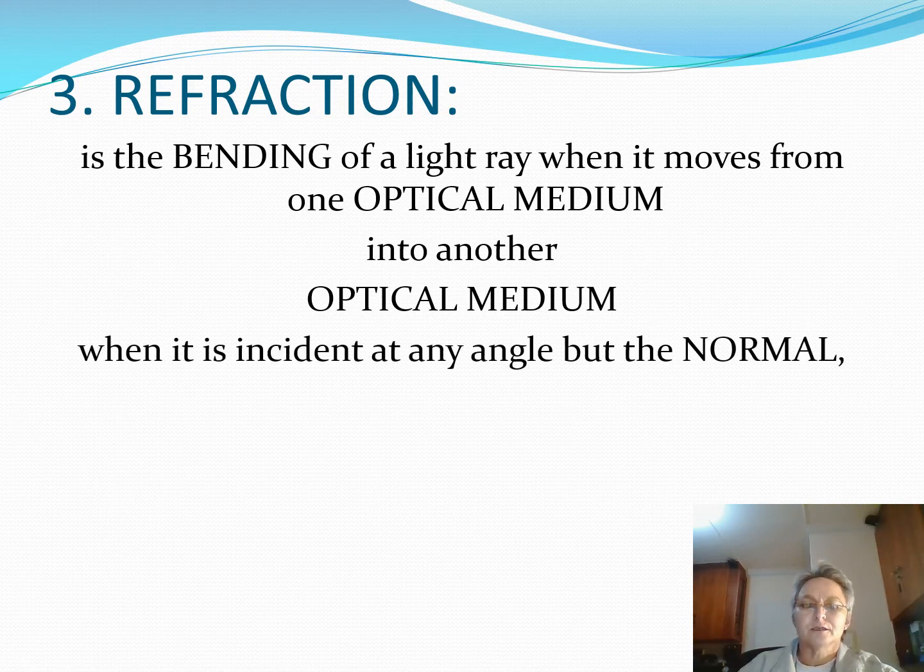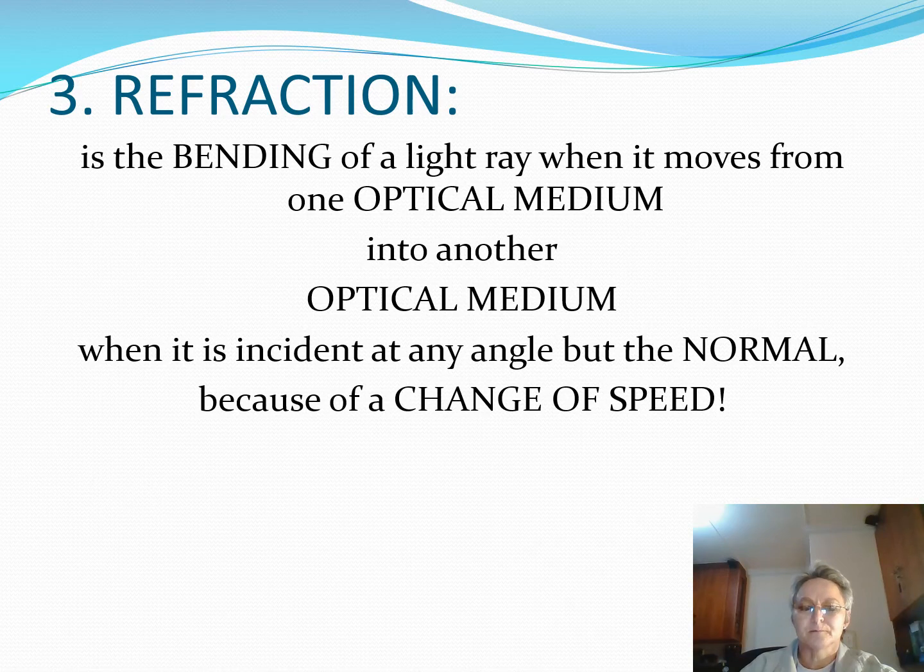And it happens when the incident ray is at an angle other than along the normal, the bending. And the reason for the bending is because of the change of the speed when light, or any wave for that matter, enters a new medium.